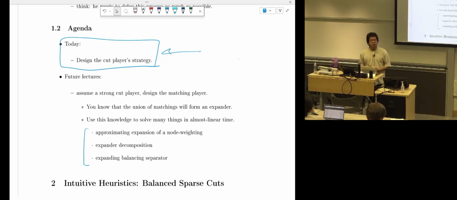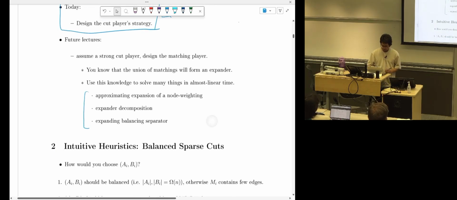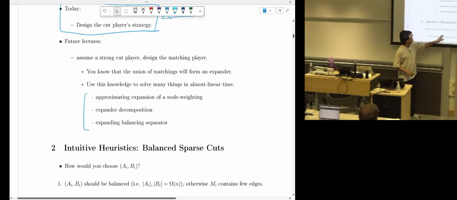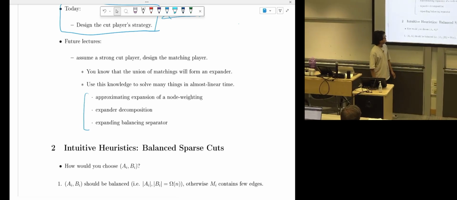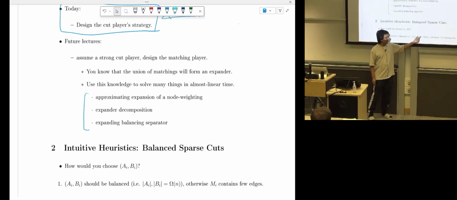Suppose that you want to solve this problem. You are a cut player. Okay, what would you do? So first, how would you choose A_i and B_i? First, you want A_i and B_i to be balanced in the sense that they are big, because if they are big, then you add many edges. So that should be good, right? If A_i and B_i have small size, then you have more rounds. So A_i and B_i should be big.